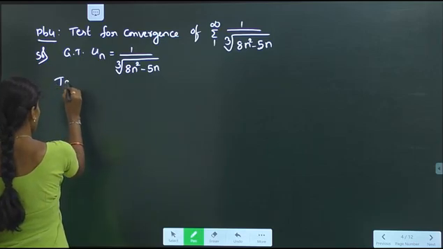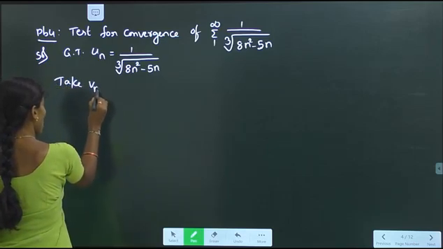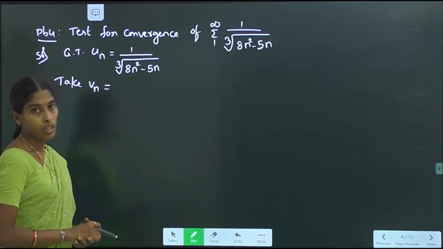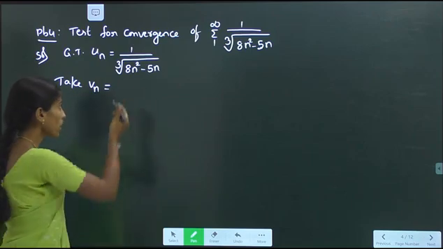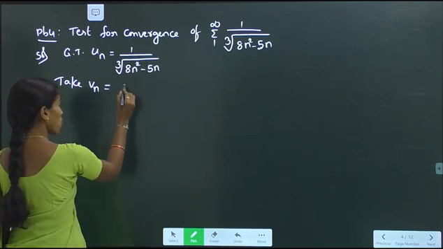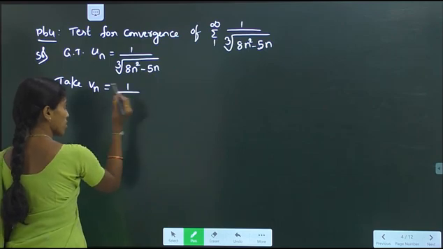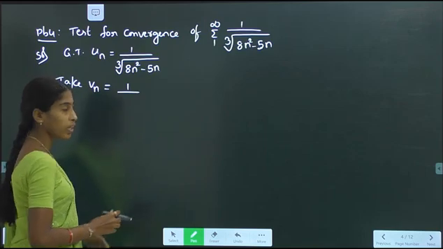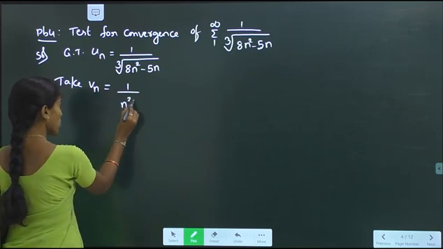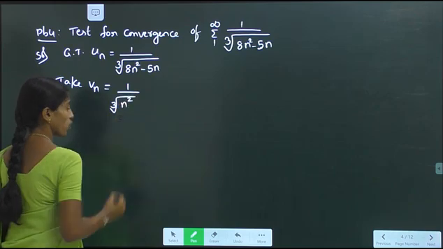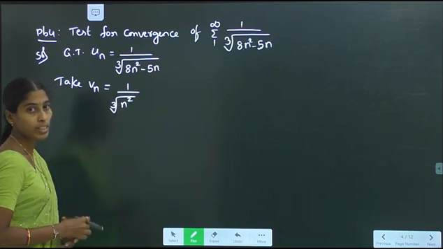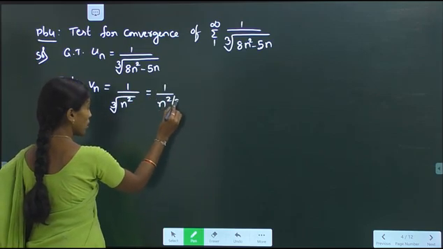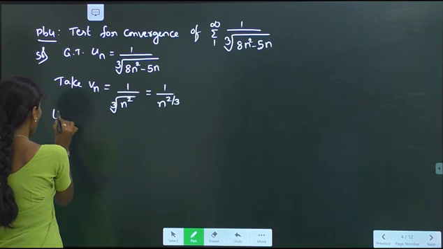Take Vn equal to, whenever we are applying the limit form of comparison test, we have to write the Vn value. Maximum power of n in the numerator: there is no n involved in the numerator, so write the constant value 1, by the maximum power of n involved in the denominator. N square is there, but inside the cube root, so we take the denominator term as 1 by n to the power 2 by 3. Now apply the limit.